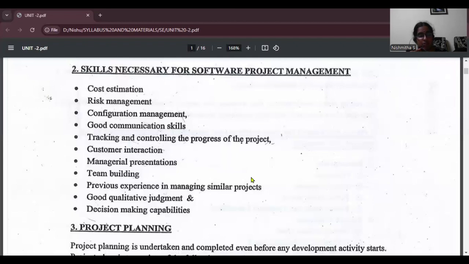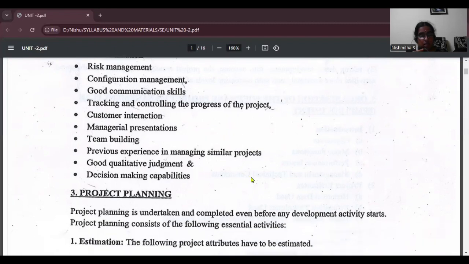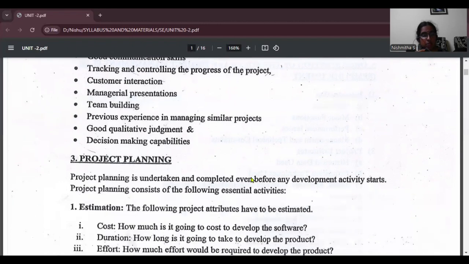Good qualitative judgment. The project manager should be capable enough to judge what is good and what is bad that arises in a project. Decision making capabilities. A project manager should be spontaneous enough to take decisions correctly and wisely. So now let us discuss these categories in much more detail.